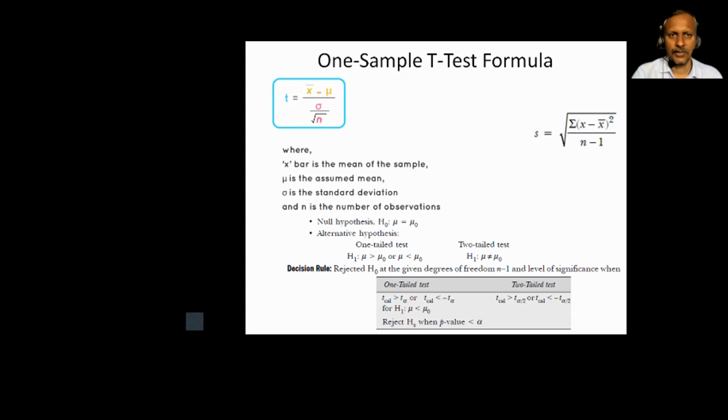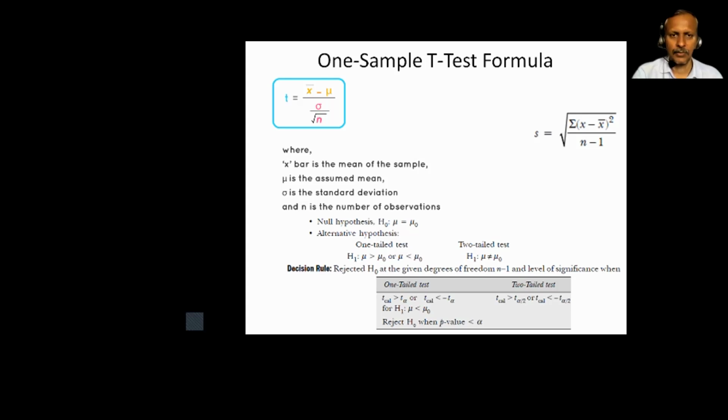And then x bar is the mean of the sample, mu is the assumed mean, and the standard deviation is represented by sigma. So the null hypothesis is H naught: mu is equal to mu naught. And the alternative hypothesis can be either, if it is a one-tail test, then H1 is mu greater than mu naught.